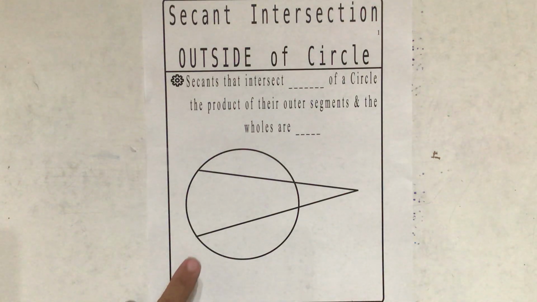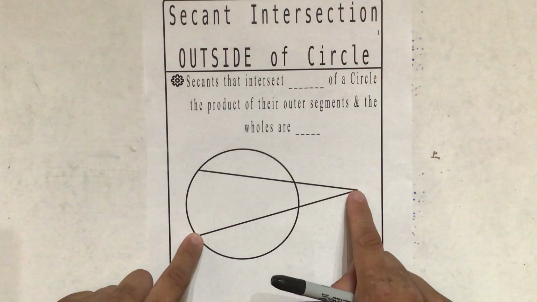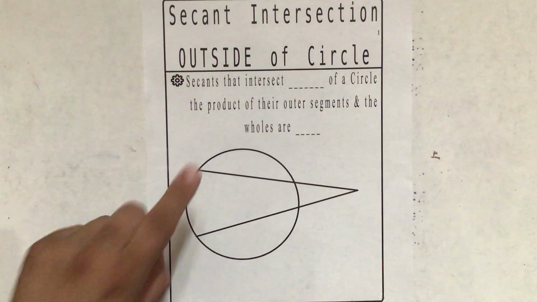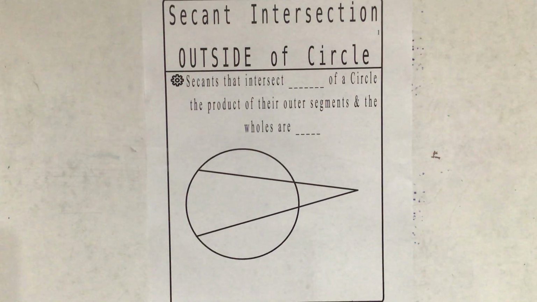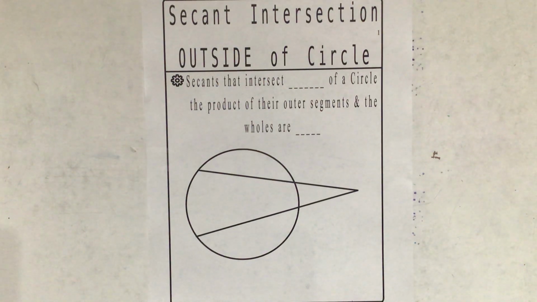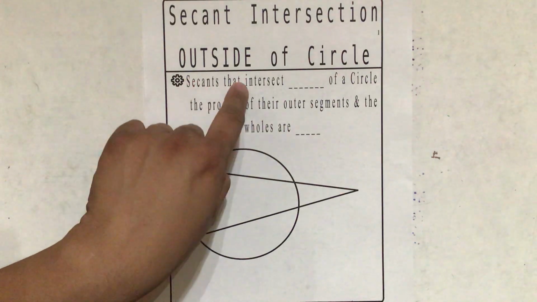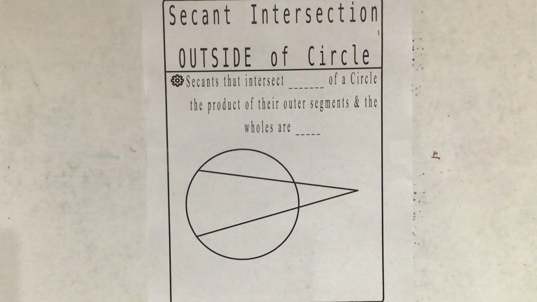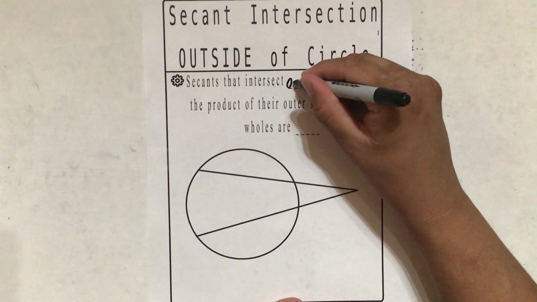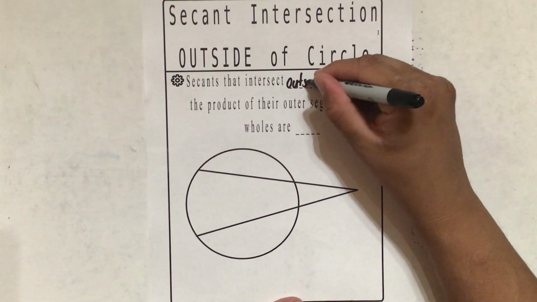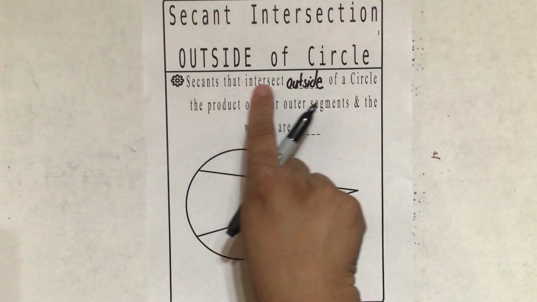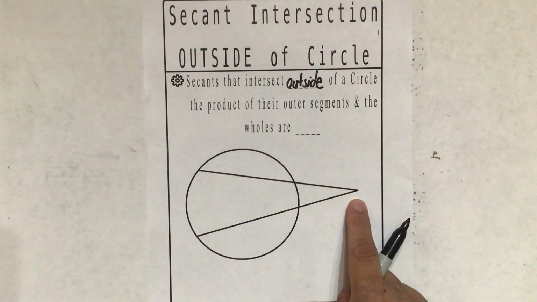So here we have two secants. We have one that goes from here to here, and one that goes from here to here, right? So we're going to write here, secants that intersect, where they touch outside the circle. So here is outside of a circle, right? Secants that intersect outside of a circle.